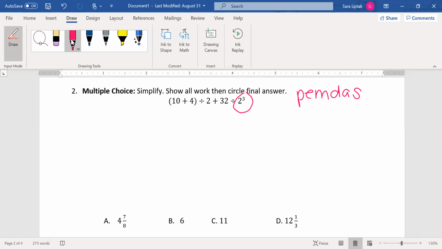Remember that 2 cubed is not 2 times 3. Remember, it is 2 multiplied by 2 multiplied by 2. So we have 3 bases there.